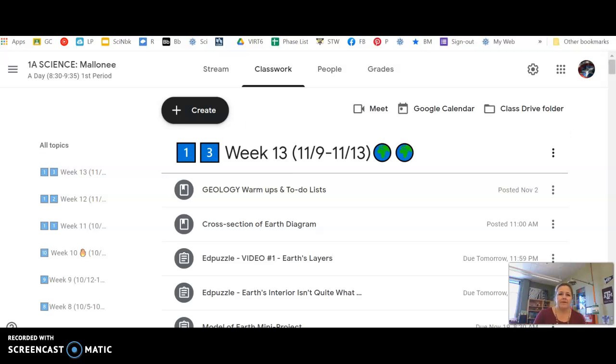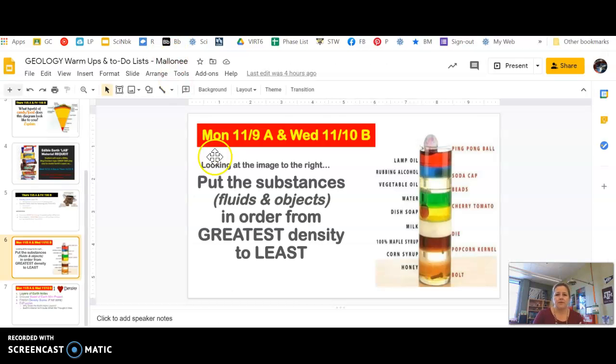But for our warm-up today, you should recognize this density column from the Edpuzzles from recently. It's asking you to put them in order from greatest density to least. All right, so the fluid and the objects. Notice here on the left are the fluids, and then here on the right are all the objects. Okay, so you can push pause and go ahead and rank them.